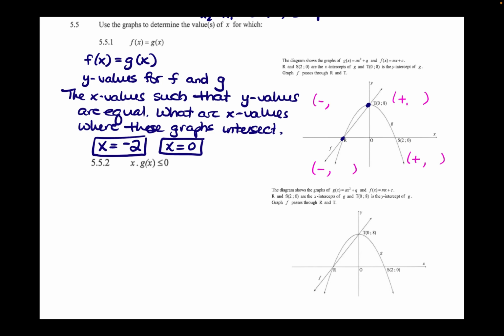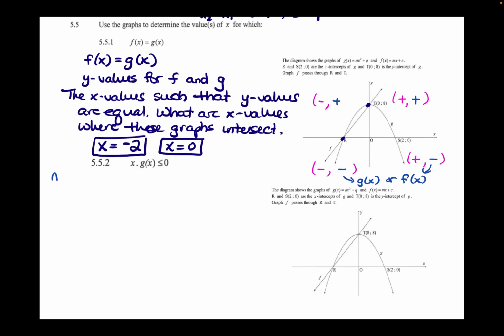And the y value, which is the function value, that could be f of x or g of x, is positive in the first and second quadrants and negative in the third and fourth quadrants. So in this problem, you could think of it as g of x or f of x for the y values. And that's helpful in solving any inequality or equation from a graph. So now let's look at 5.5.2 that says x times g of x is less than or equal to 0.